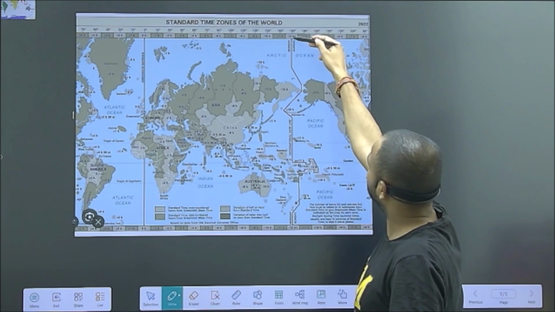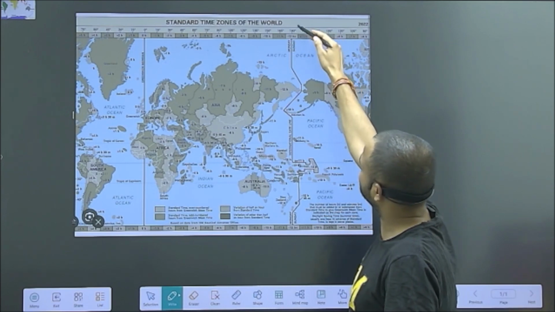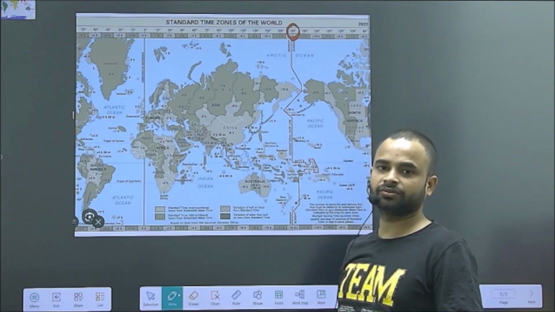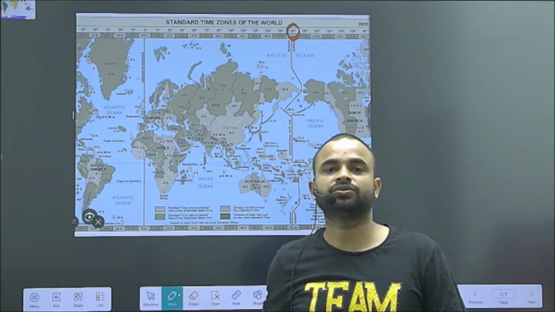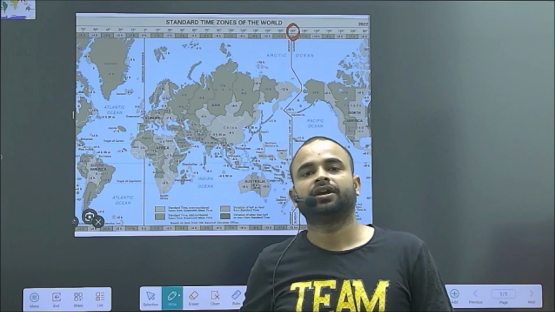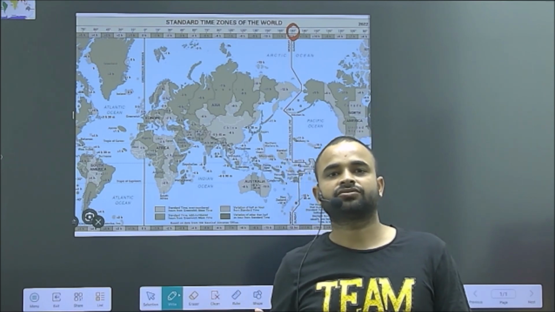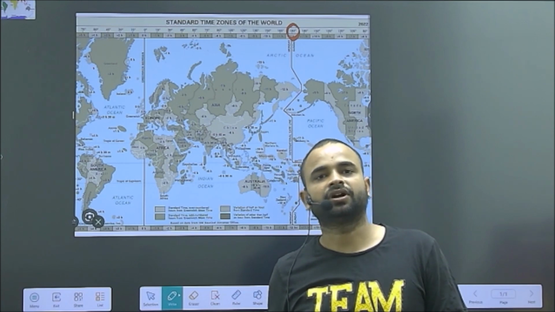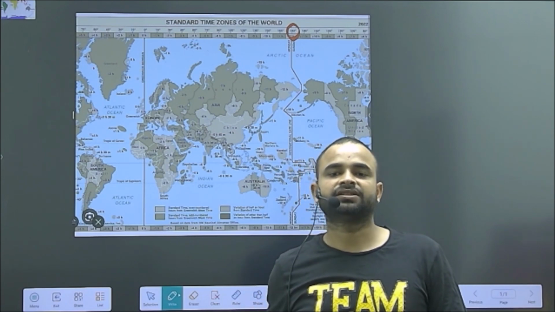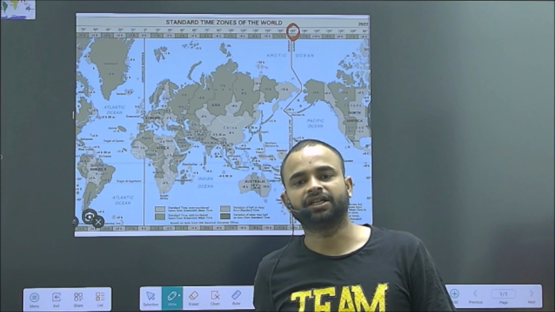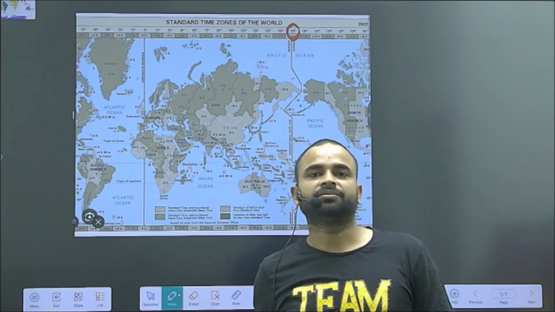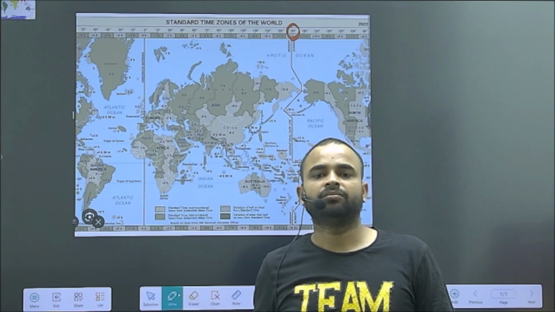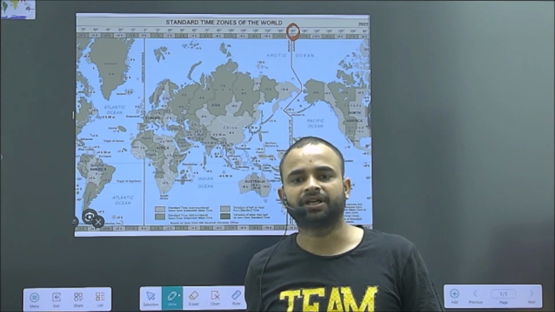That's why the international dateline passes through 180 degree, because 180 degree is equal to 12 hours, and 12 hours plus 12 hours is equal to 24 hours, 24 hours in a day. So that is the concept behind the international dateline, and that is the concept behind prime meridian. Now we will move to North America particularly.